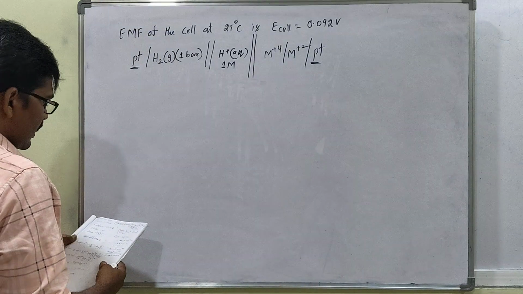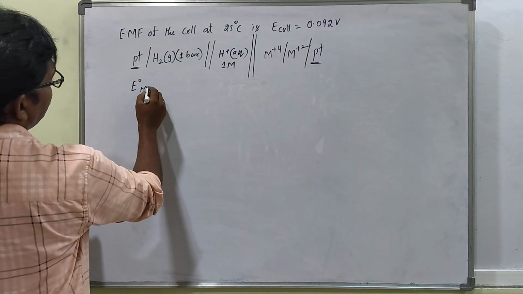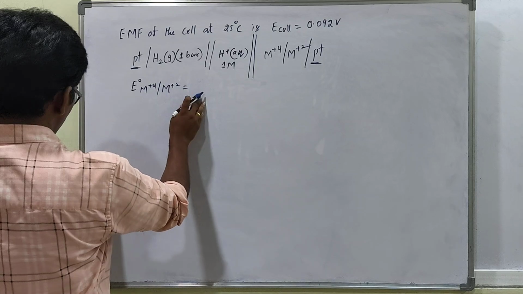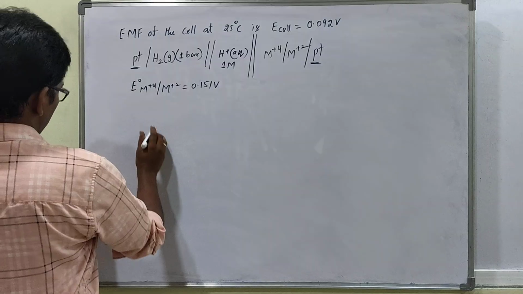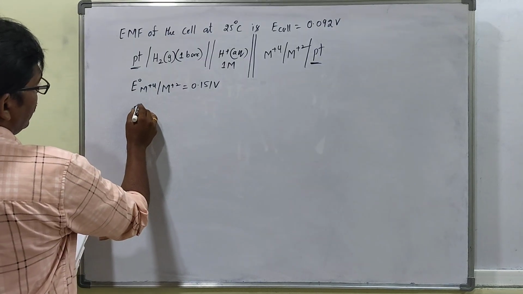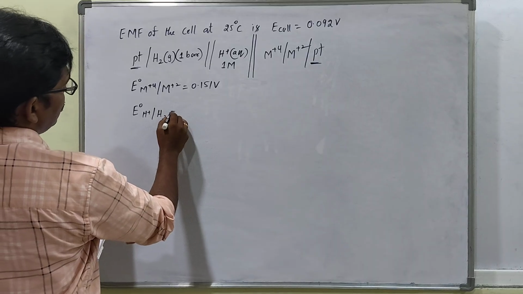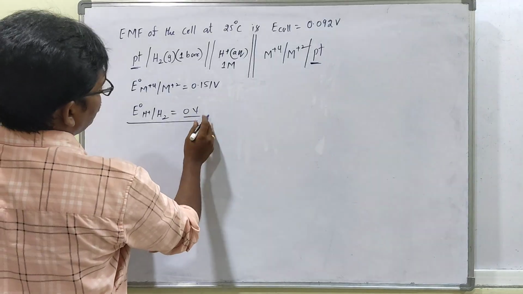Then the E naught values are mentioned: E naught of M4+ to M2+ reduction value is 0.151 volt. Then E naught of hydrogen, H plus to H2, is equal to 0 volts. This is actually the standard reduction potential value.